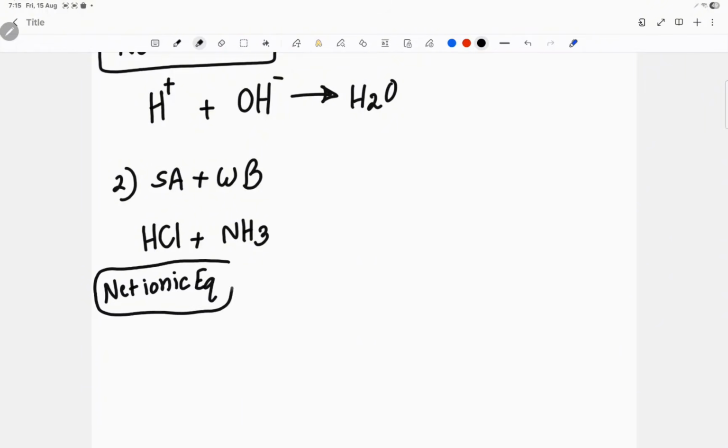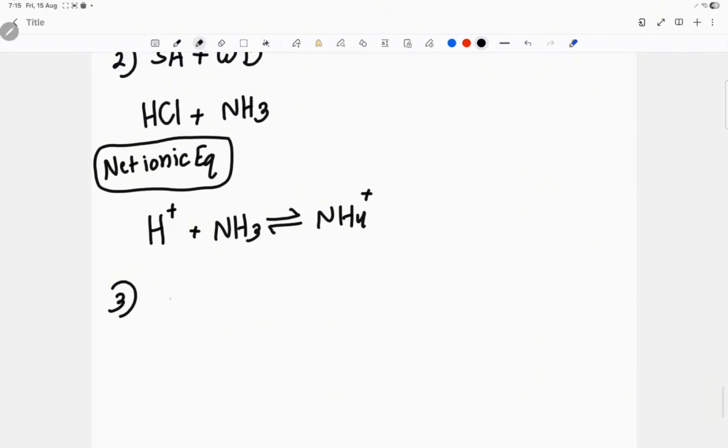Which basically means what? For the strong acid, only keep the H plus. So what do you do with the weak base? You keep the whole thing. So no difference. If it's weak, you keep the whole thing. Reversible reaction because we have a weak. Why is it reversible? Because we have a weak, which is the base. Weak base or weak acid? Weak, yeah.